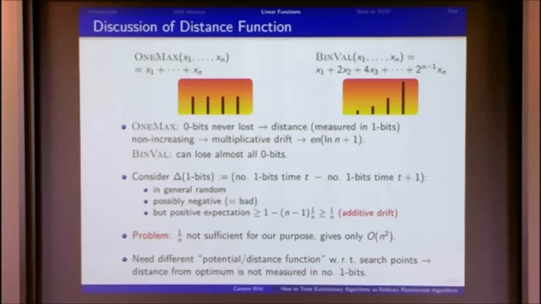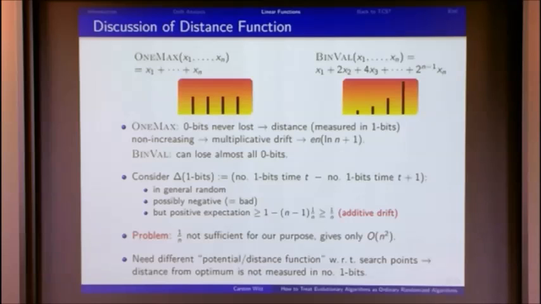So what we have to do is come up with a distance function. So do not measure the distance from the optimum in 1 bits, but in something that is a little bit more involved. For example, with the binary value, we should somehow favor the bits that have large coefficients in our distance function.